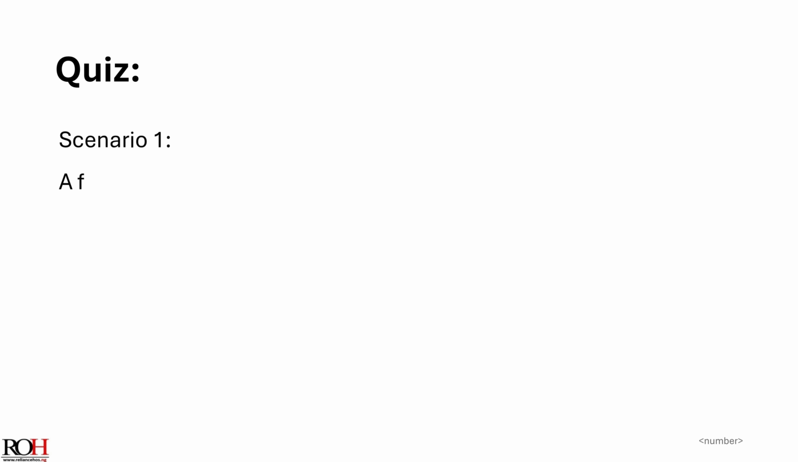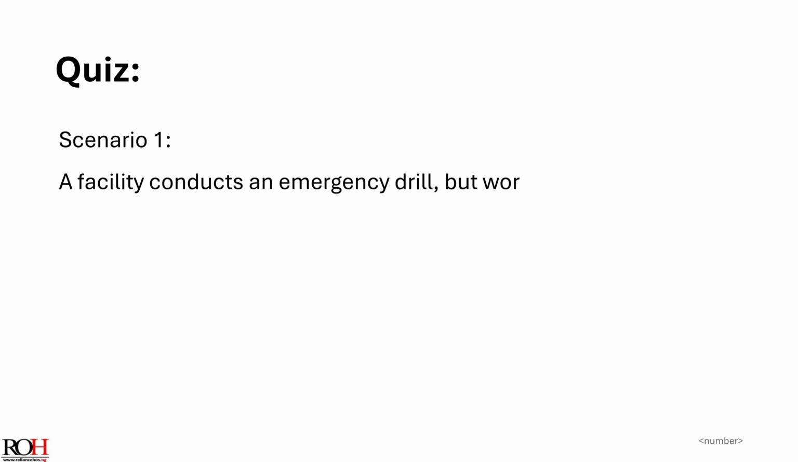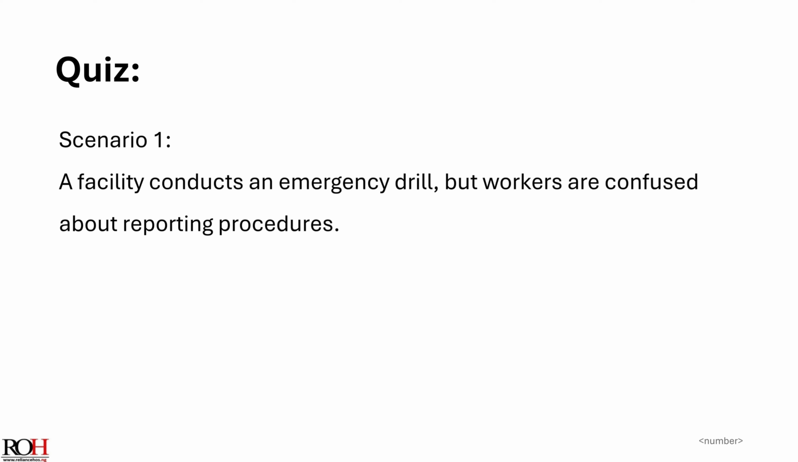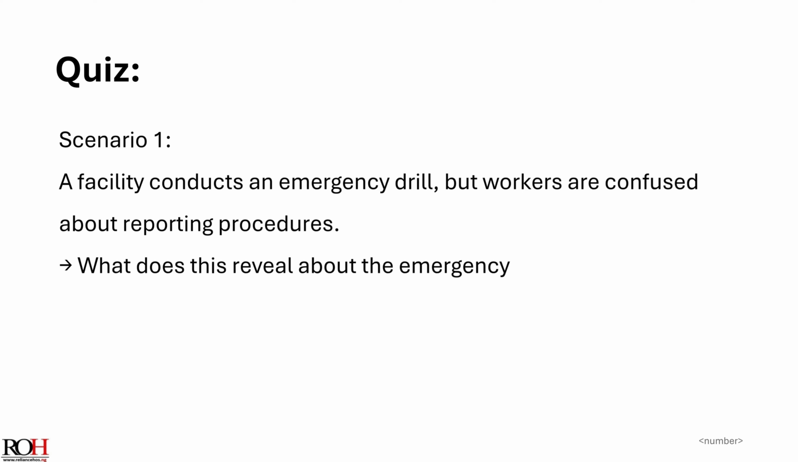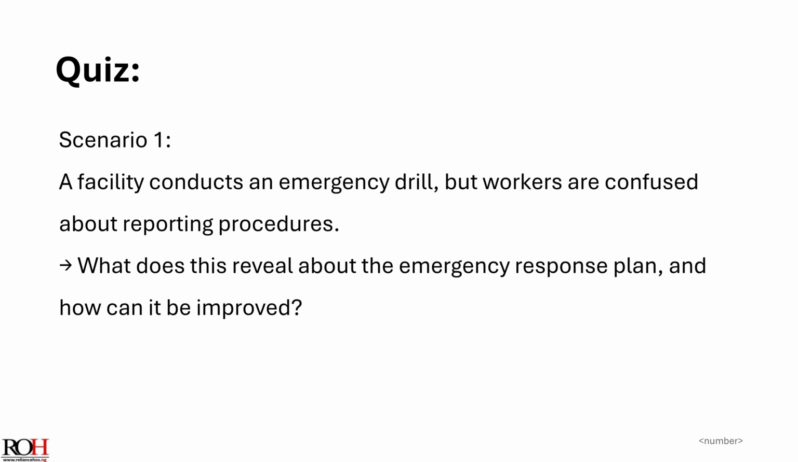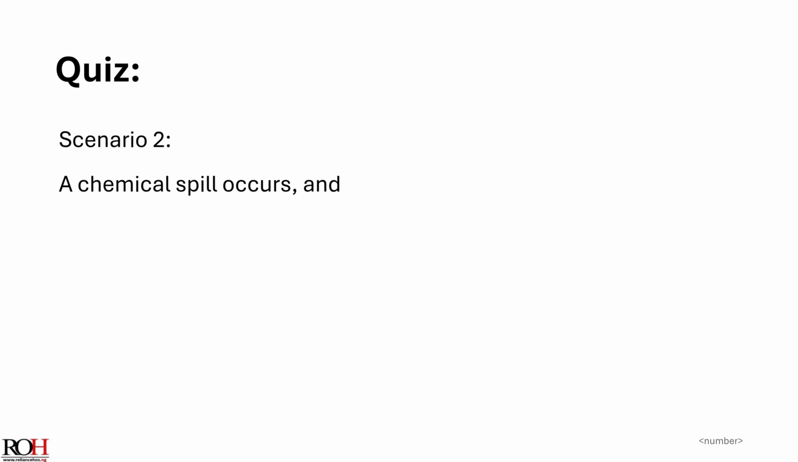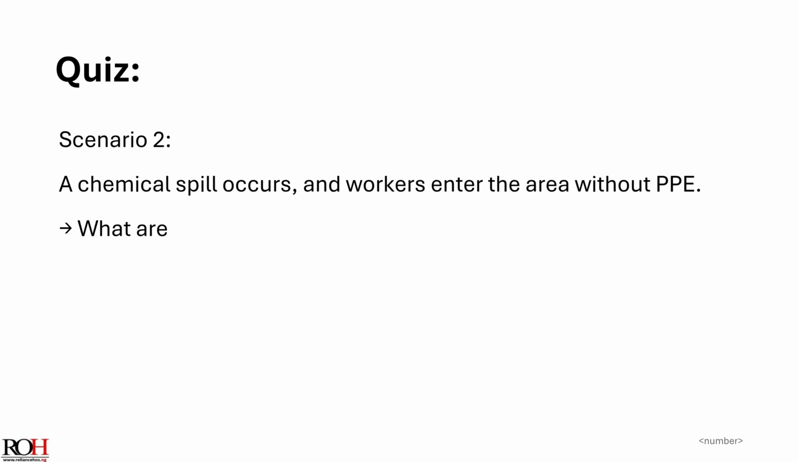Quiz. Scenario 1. A facility conducts an emergency drill, but workers are confused about reporting procedures. What does this reveal about the emergency response plan, and how can it be improved? Quiz. Scenario 2. A chemical spill occurs, and workers enter the area without PPE. What are the potential consequences, and what safety protocols should have been followed?